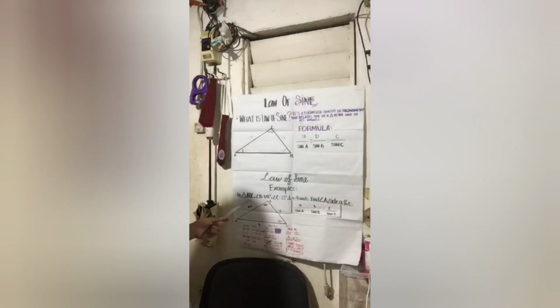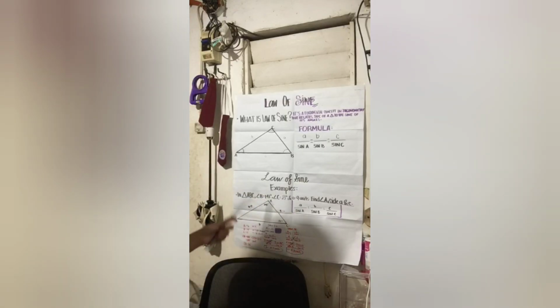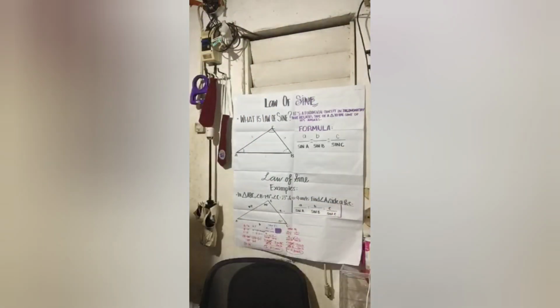In triangle ABC, angle B is equal to 141 degrees, angle C is equal to 23 degrees, and side A is equal to 9 units. What we have to find is the measure of angle A and sides B and C. According to the given triangle, first we will list down the different angles. So now let's start with angle A. As you can see, I've already listed down the angles.